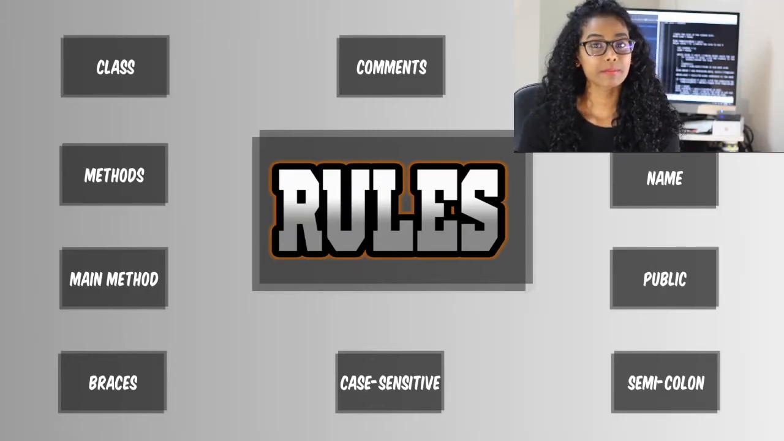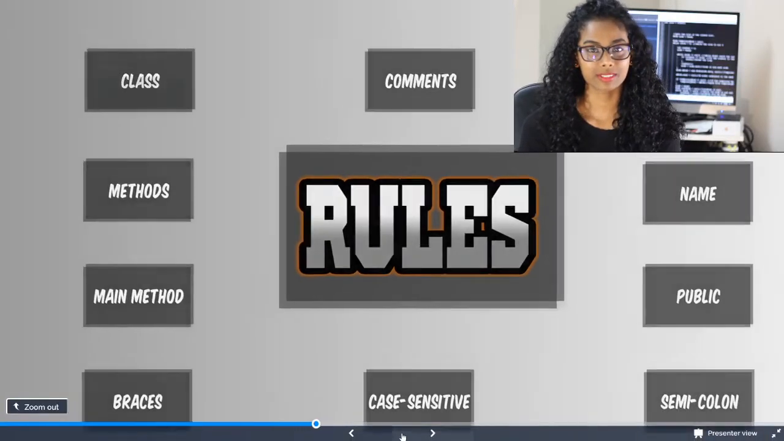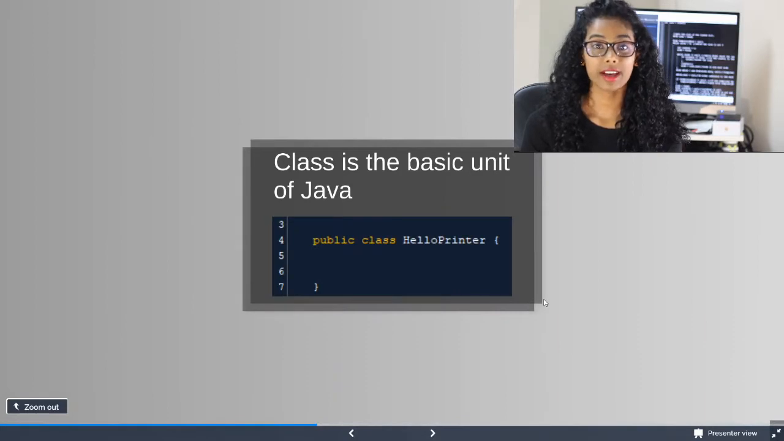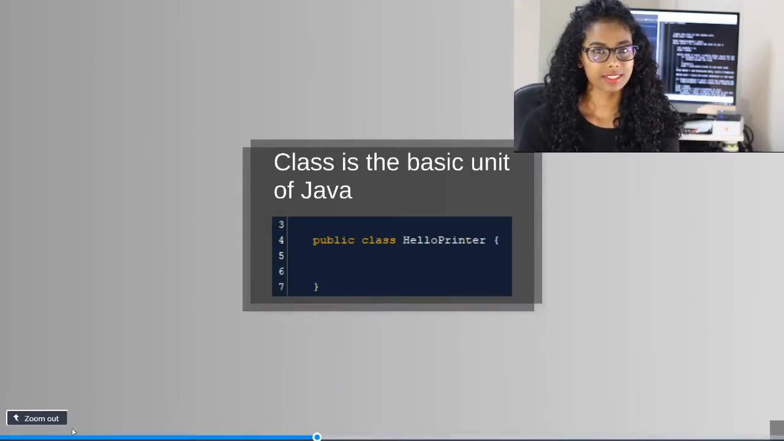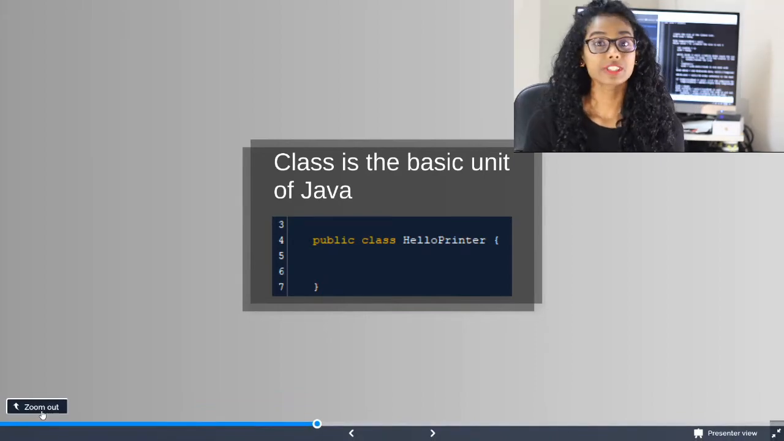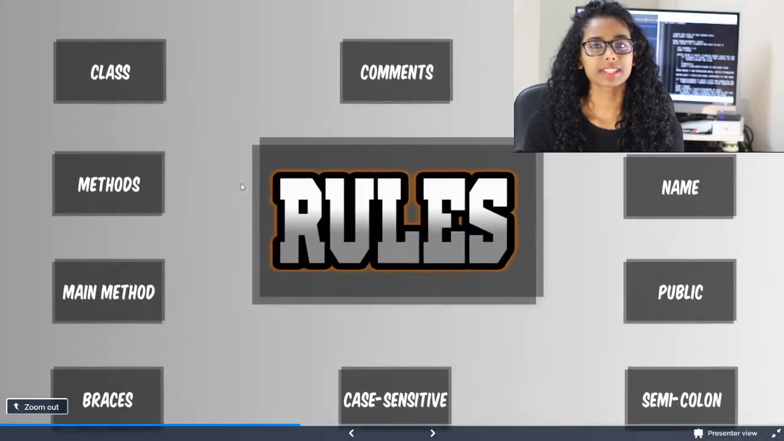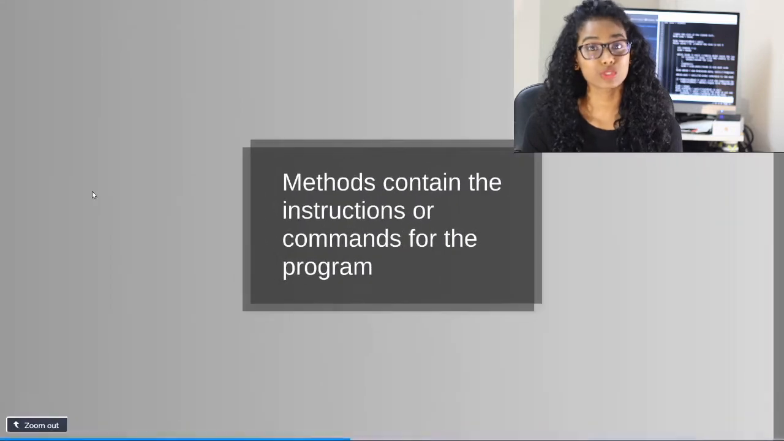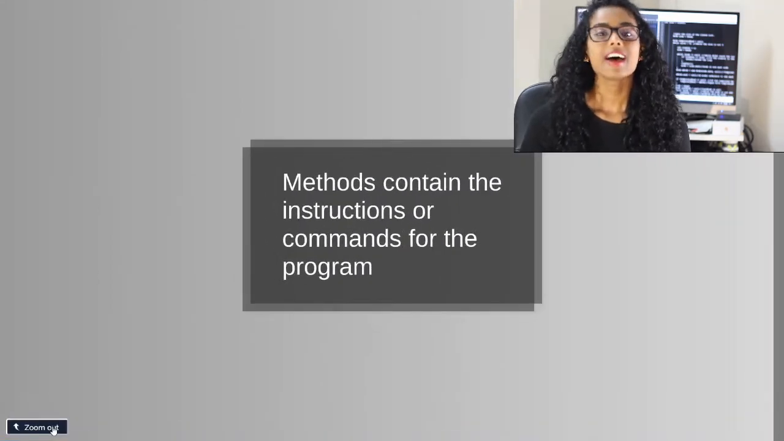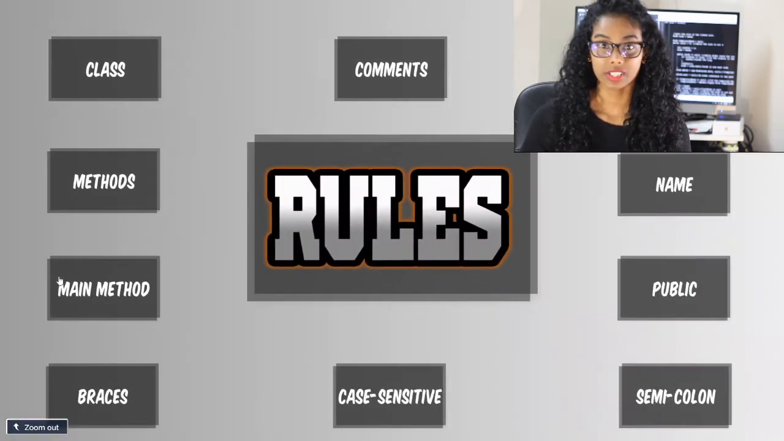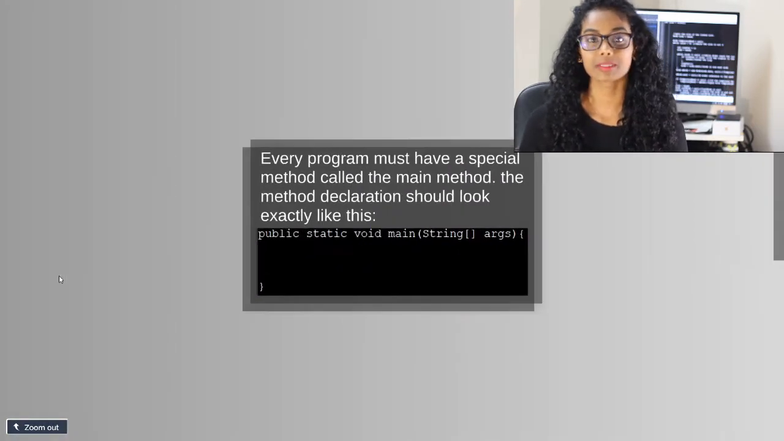Now let's look at some of the ground rules of Java programming. Number 1, class is the basic unit of Java programming. In this example, we have a class called helloPrinter. And we're going to talk about classes in later videos. Number 2, every class may contain some methods which include instructions or commands for the program. Number 3, every executable program in Java should have a special method called main.